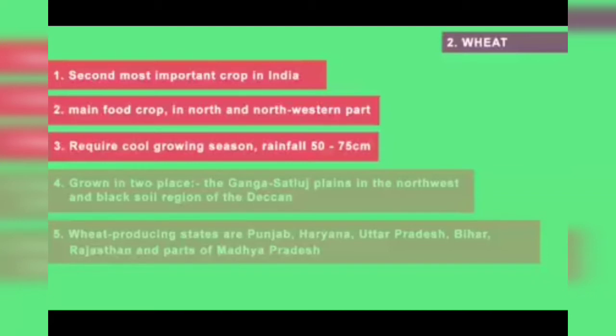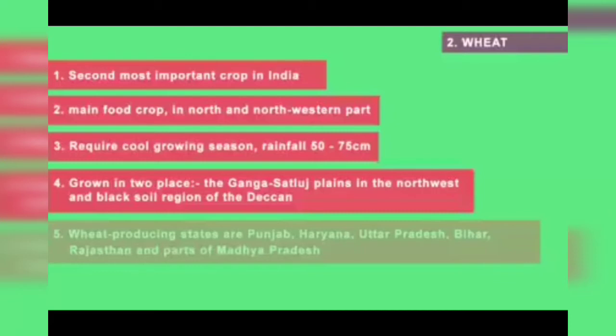Now it requires a rainfall of 15 to 75 centimeter. So there are two important places where wheat is grown, and it is purely because of their ideal location. And those places are the Ganga Satluj plain in the north. We are talking about the regions of Punjab, Haryana, and the second region is the black soil region of the Deccan Plateau.